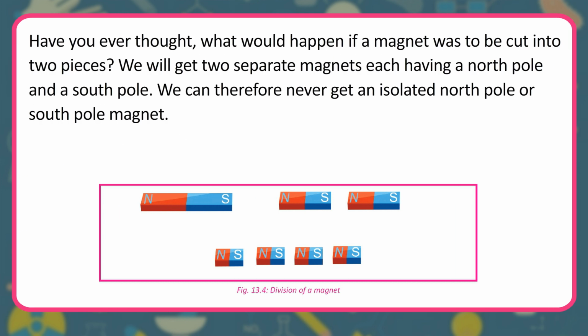Have you ever thought, what would happen if a magnet was to be cut into two pieces? We will get two separate magnets each having a north pole and a south pole. We can therefore never get an isolated north pole or south pole magnet.